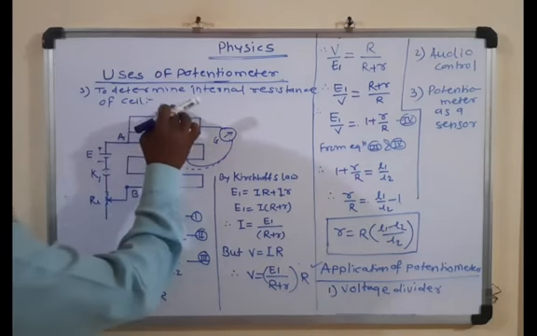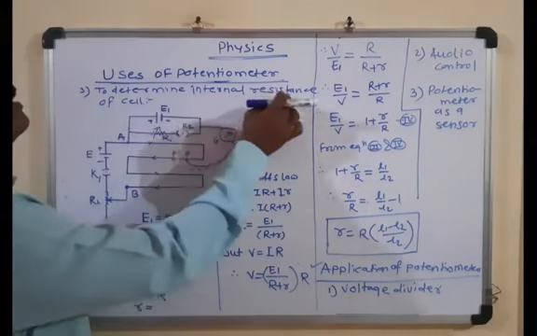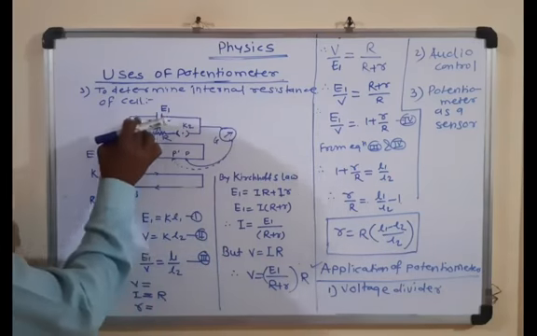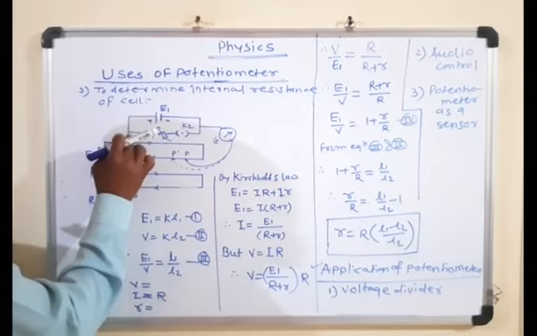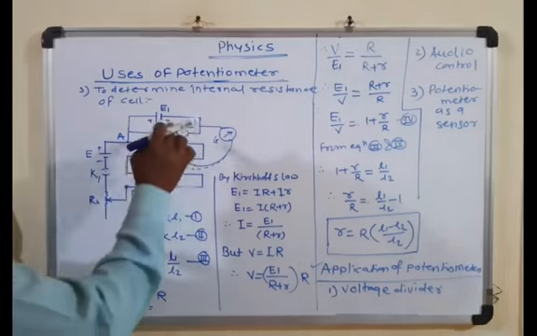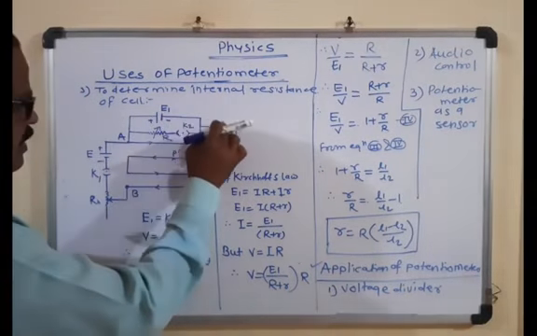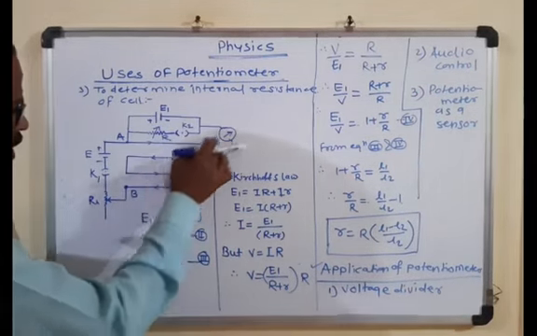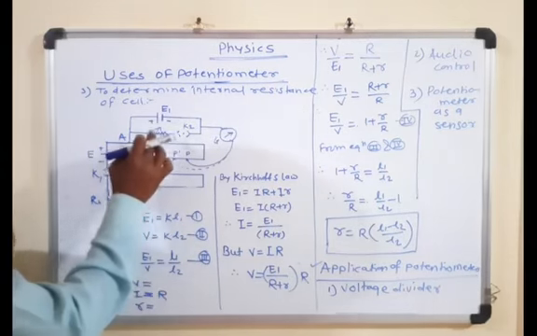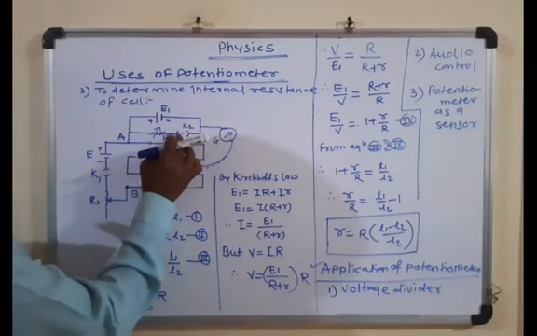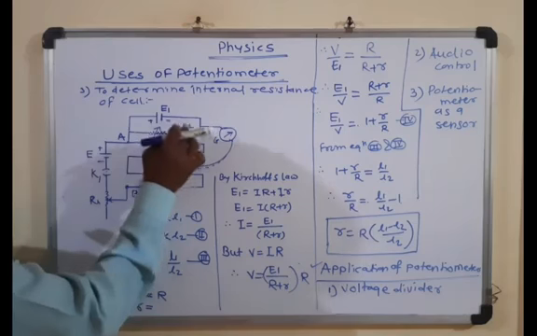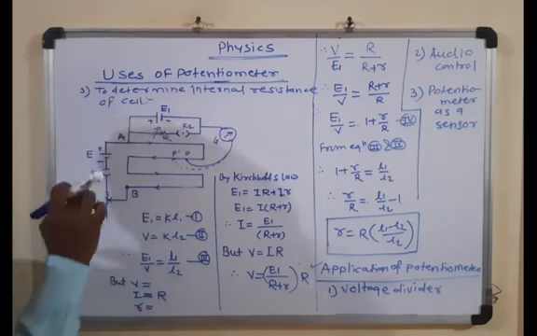The cell E1, whose internal resistance is to be determined, is connected in the circuit, that is, the positive terminal is connected to the point A, and the negative terminal of the cell is connected to the sliding jockey through the galvanometer. The resistance box R and key K2 are connected parallel to the cell E1.